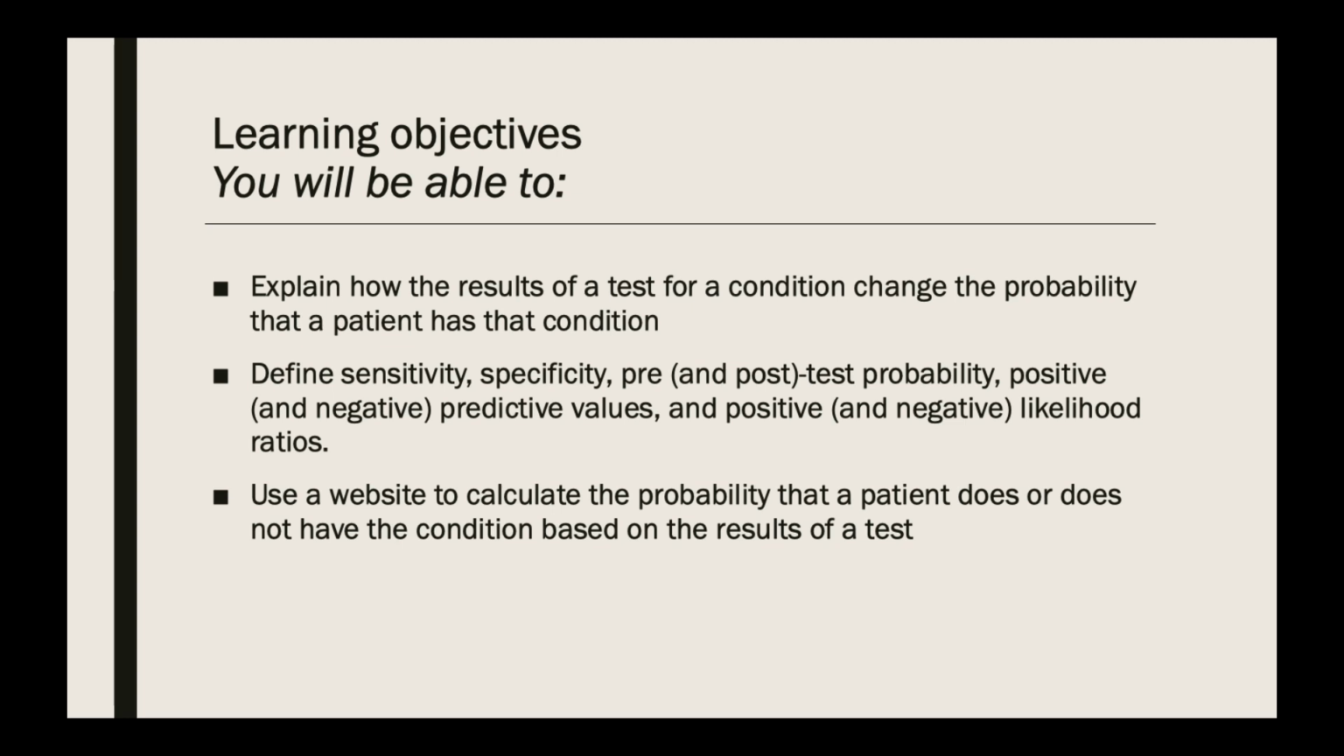And you'll also be able to define terms that I'm sure you've heard before: sensitivity and specificity, pre and post test probabilities, positive and negative predictive values, and positive and negative likelihood ratios. And lastly, we're going to use a website to calculate the probability that a patient does or does not have the condition based on the results of a test. There are phone calculators, which I have yet to find a good one. If you find one, please let me know. But we'll use a web-based calculator.